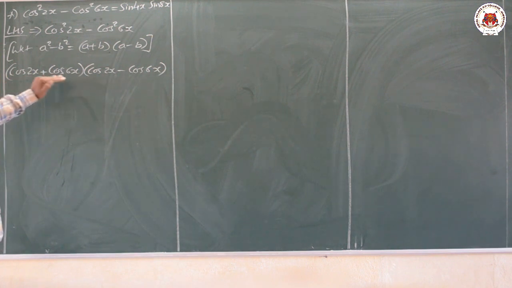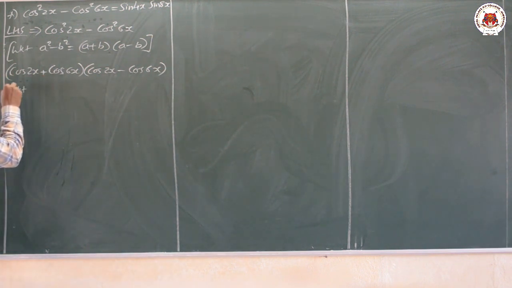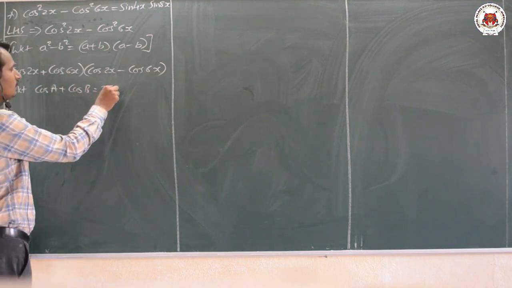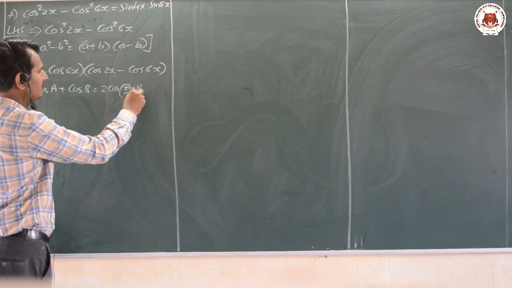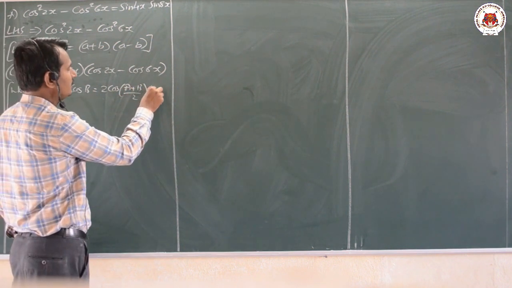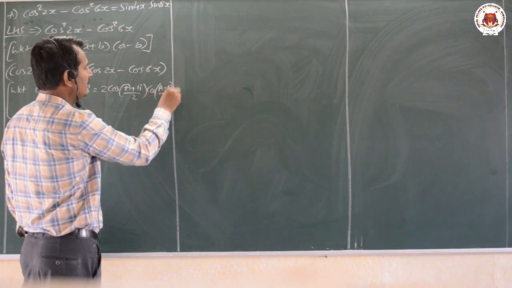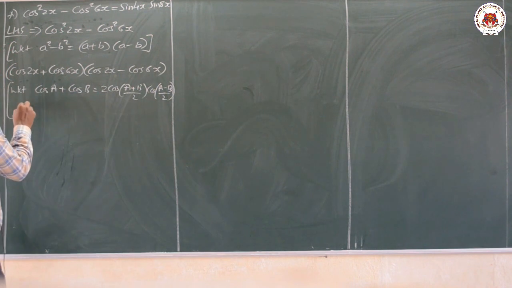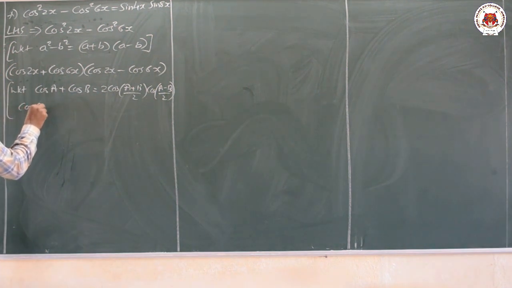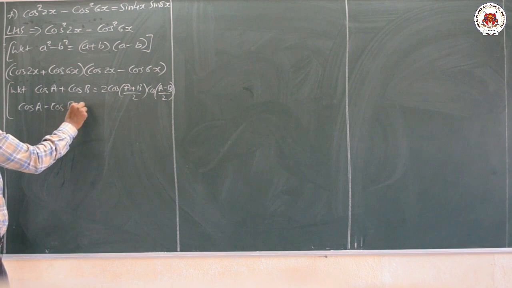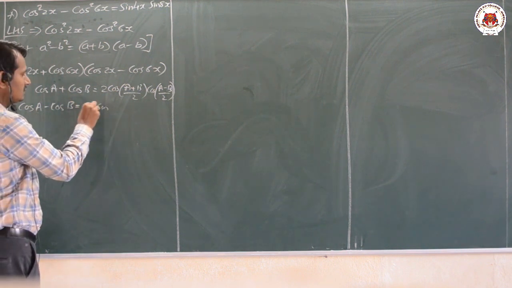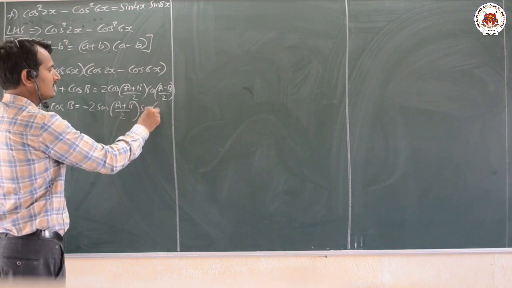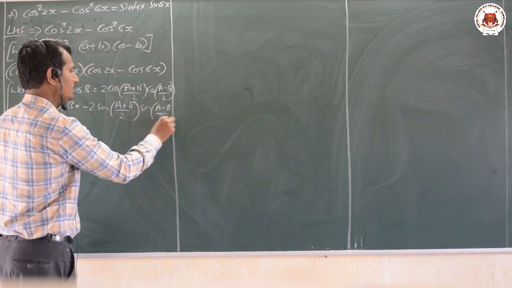Now here cos a plus cos b, we know the formulas, I will write down: cos a plus cos b is equal to 2 cos of (a plus b) by 2 into cos of (a minus b) by 2, dear students. Similarly, cos a minus cos b is equal to minus 2 sin of (a plus b) by 2 into sin of (a minus b) by 2.